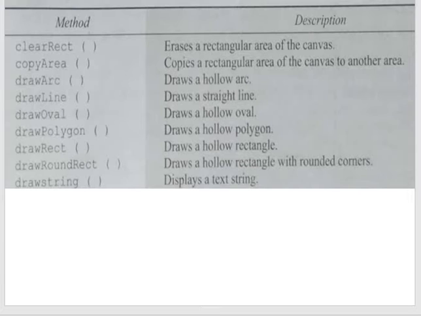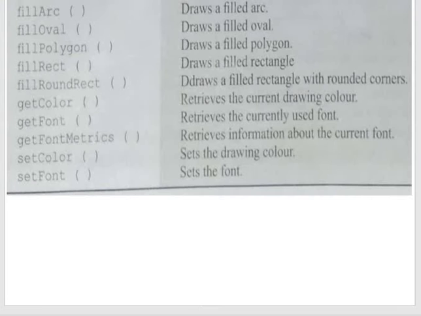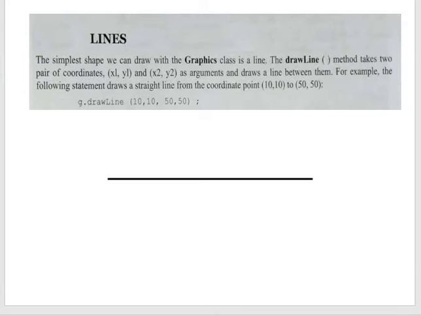Every method points to one particular thing: for drawing the rectangle, the arc, the oval, the polygon, different objects, the string, then for filling the arc, oval, polygon, and many more things. So everything can be done using these methods. Now let us go through the individual methods in detail.